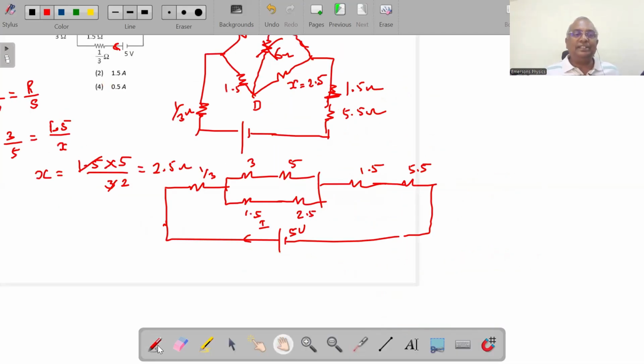Okay, coming to this diagram, 3 and 5 are in series, 8. And this 1.5 and 2.5 are in series, so 3 plus 1, 4. 8 and 4 are in parallel. So 8 into 4 divided by 8 plus 4. Correct?